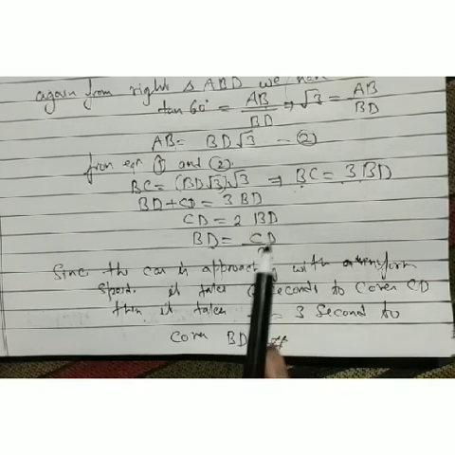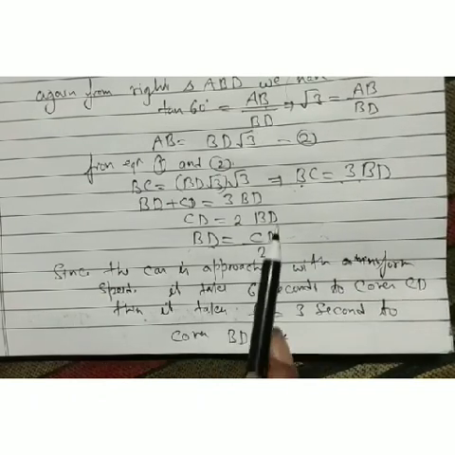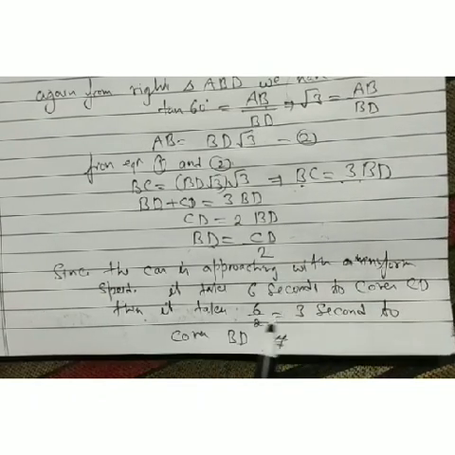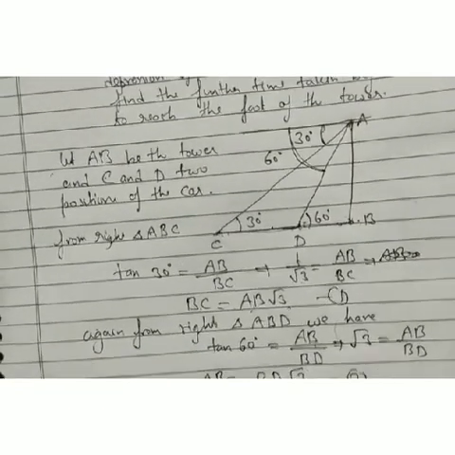To cover this distance CD, it takes 6 seconds. Then BD is halfway of CD, so it takes 6 by 2, 3 seconds, to cover BD. I hope all of you are going to revise this problem again. It's what I'm always doing, I'm just going to revise it for you.